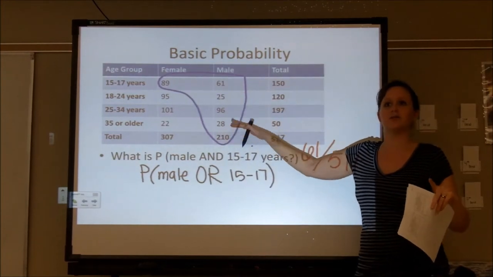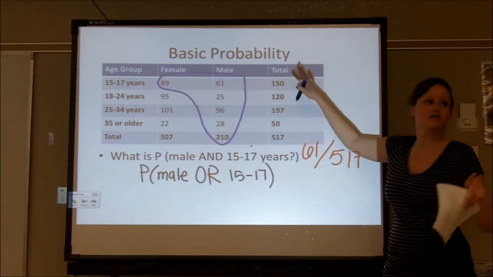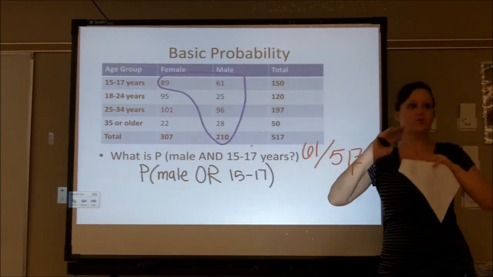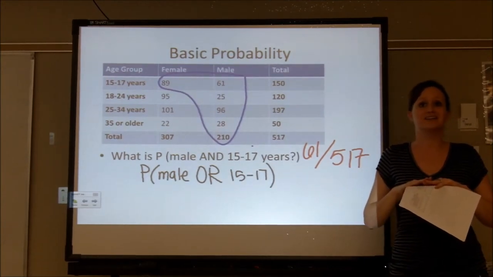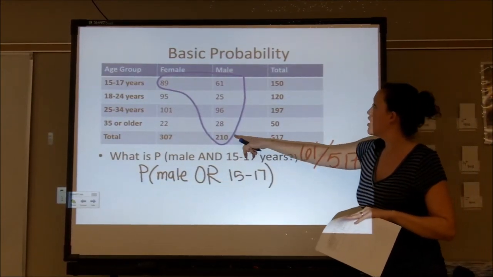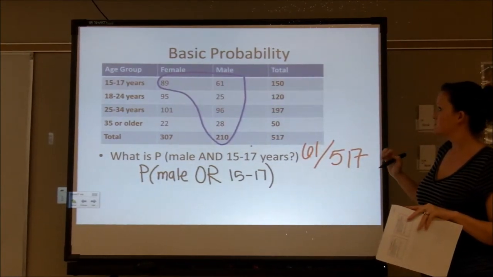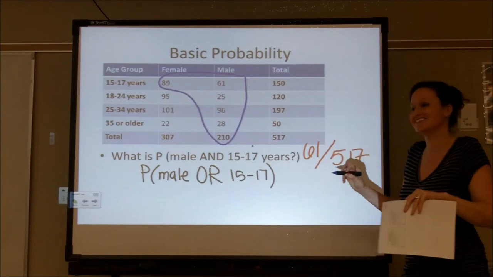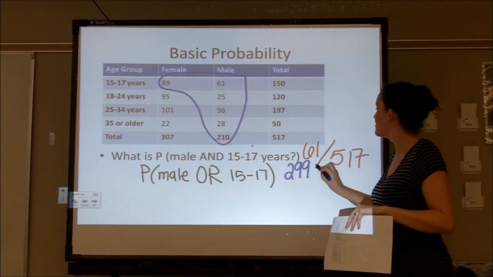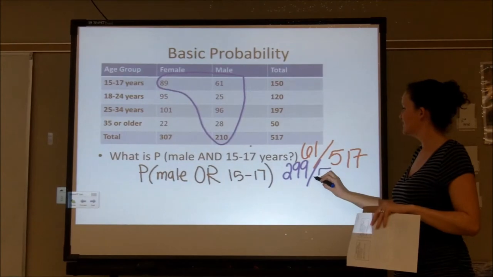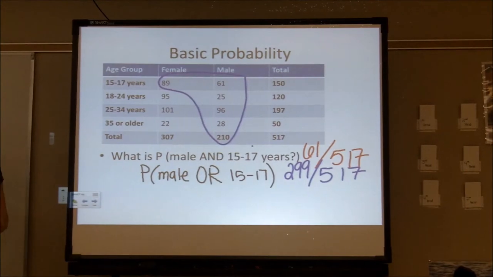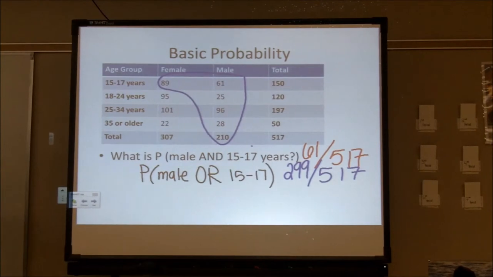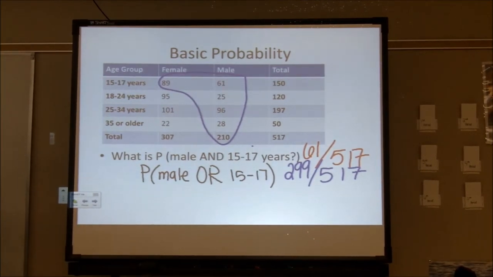We're not going to add the 210 to it. But all the males, all the 15 to 17 year olds, but then Michaela said, hang on a second, we double counted those 61 people that fall in the intersection. And so what would we get? 299. And what's it out of? 517, because it's out of everybody. There's no condition. Did I lose anybody? Questions? We can do ands, we can do ors, we can do givens. That's all the probabilities.